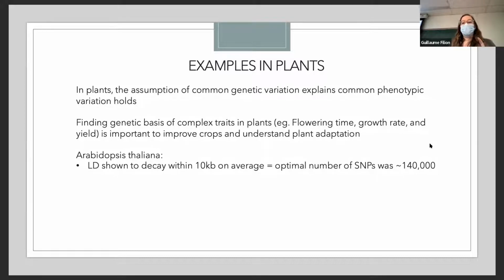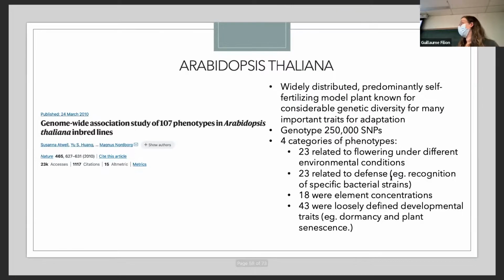So one plant species that is commonly studied as a model organism is Arabidopsis. The linkage disequilibrium is shown to decay within 10 kilobases on average, which means the optimum number of SNPs is about 140,000. So this was a really big study done. This was published in Nature in 2010.